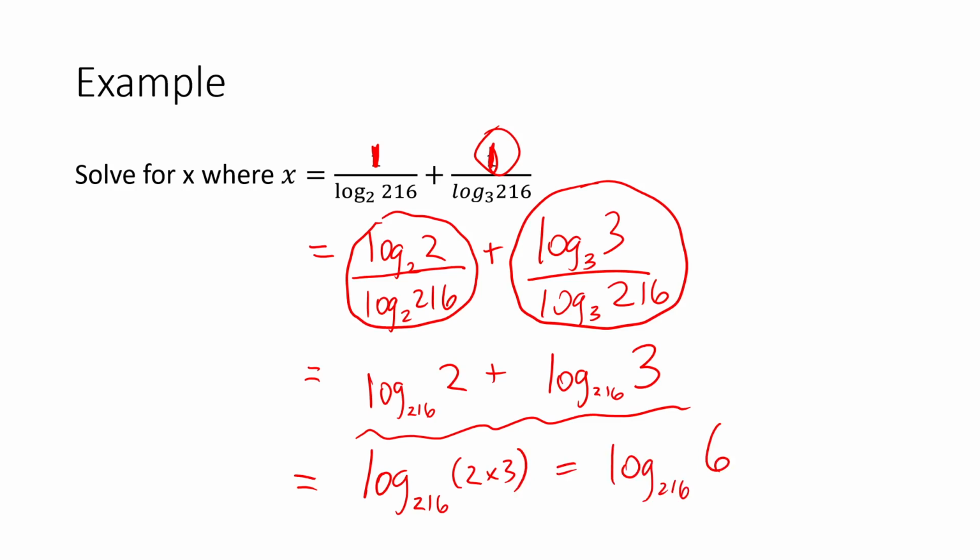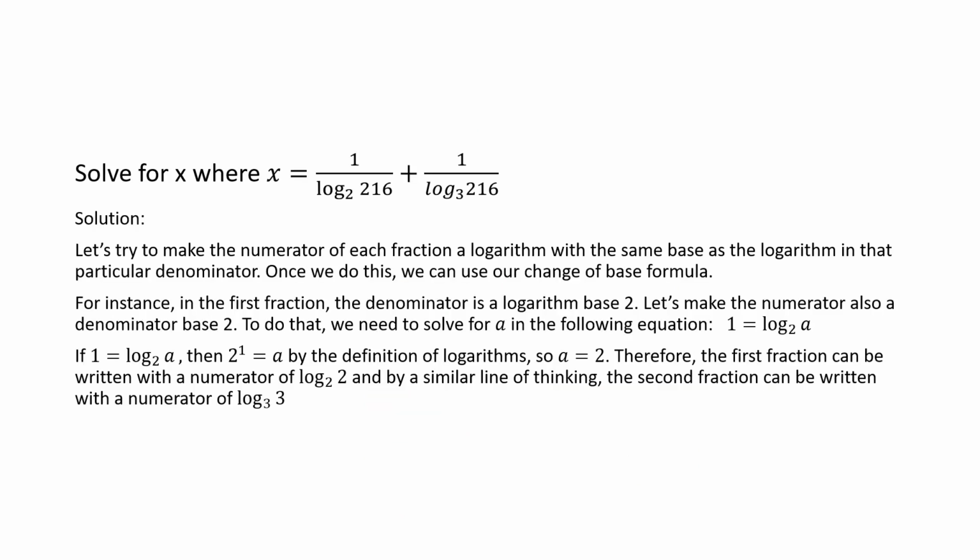But let's show a little bit more, with a little bit of verbs, what's going on here. What we're going to try and do, as I've just shown, is make the numerator of each fraction a logarithm with the same base as the logarithm in that denominator. And once we do that, we can use our change of base formula. So for instance, in the first fraction, the denominator is a logarithm base 2. Let's make the numerator also a logarithm with a base of 2. So to do that, we're going to say log base 2 of some value a is equal to 1. And now we have to solve for a.